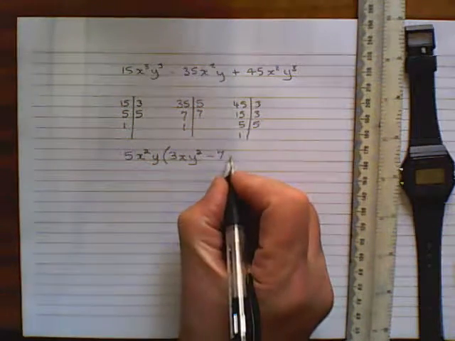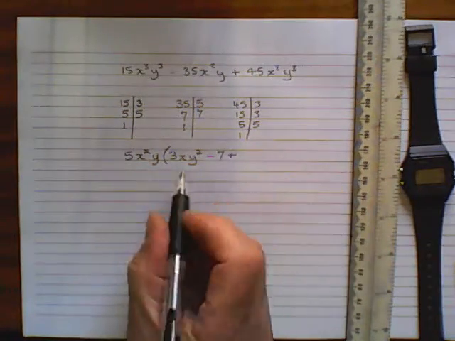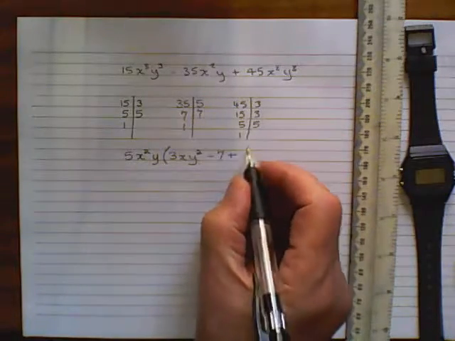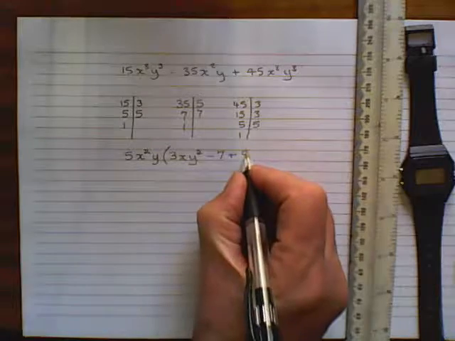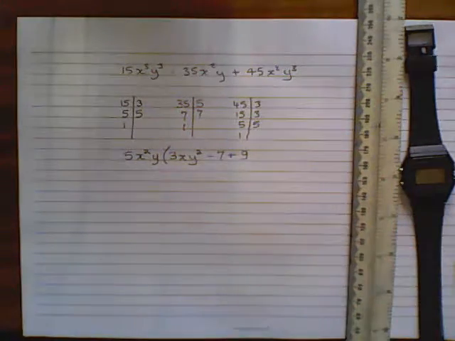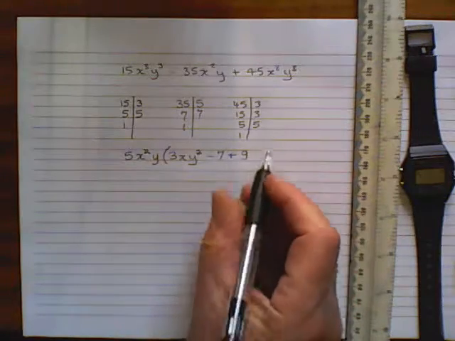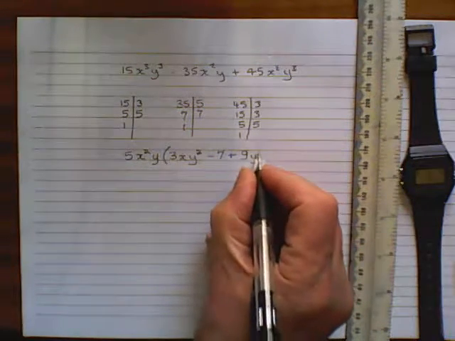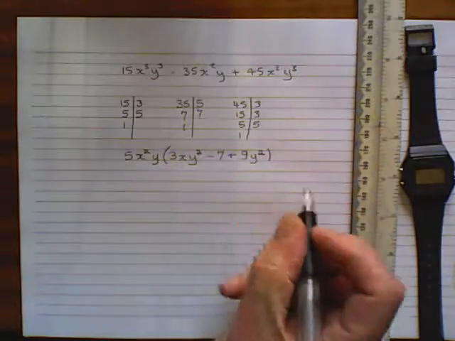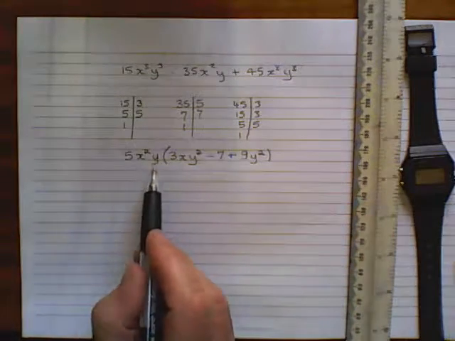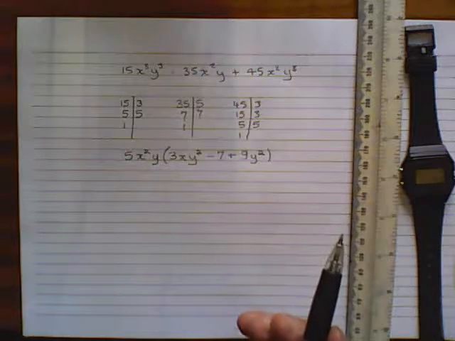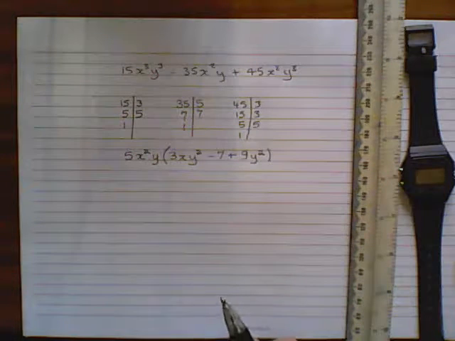Now we have a plus sign here. Let's use a plus there. And now we go through the same process again. 5 into 45 goes 9. x squared goes into x squared 1. We don't need to multiply by anything. And y goes into y cubed, y squared times. And there we have the final answer. We found the highest common factor, which is here. And now we have factorized the whole expression. I hope that's clear. Thank you.